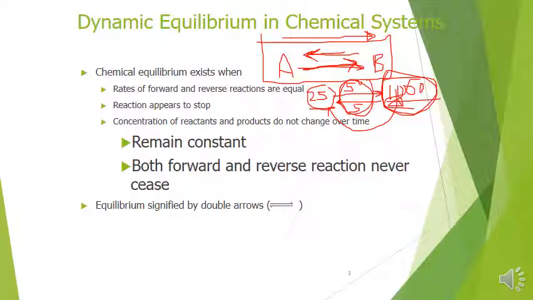Okay. So the reaction appears to stop, but it doesn't. It remains constant. Even though it's moving, the forward and reverse reactions never cease to exist. And so we end up drawing a double arrow to represent this process of moving back and forth. Now, all chemical reactions, if you let them sit long enough and there's no disturbance to the system, will come to equilibrium. We'll get into that as well.